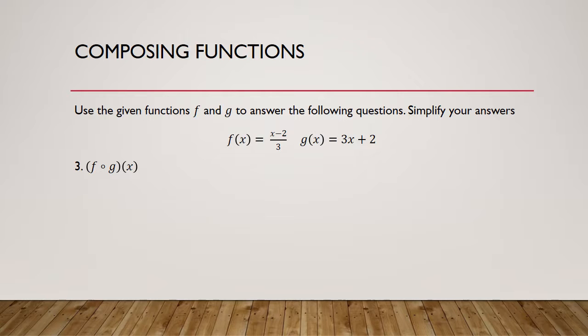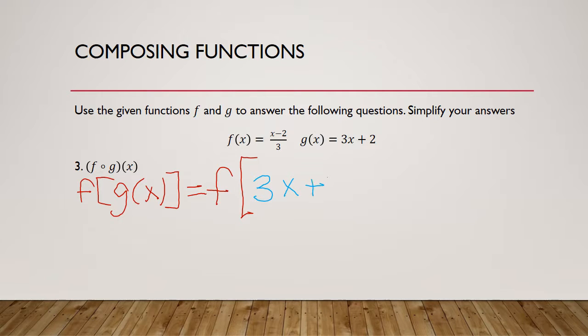Here's my two functions. f of x is x minus 2 over 3. And then g of x is 3x plus 2. So first I'm going to do f of g of x, which is f of 3x plus 2. So that says take the function f, replace all your x's with 3x plus 2.